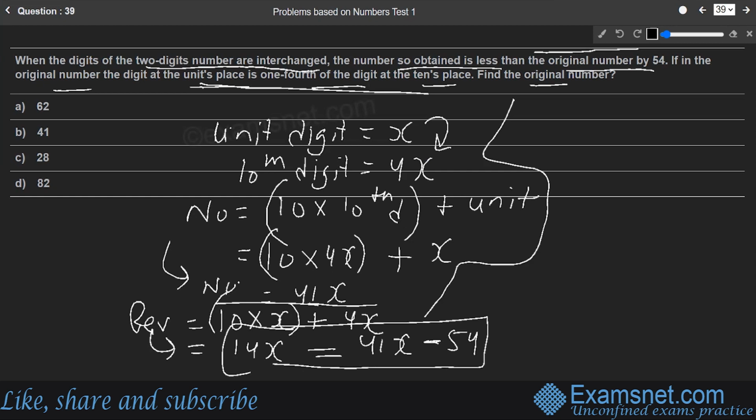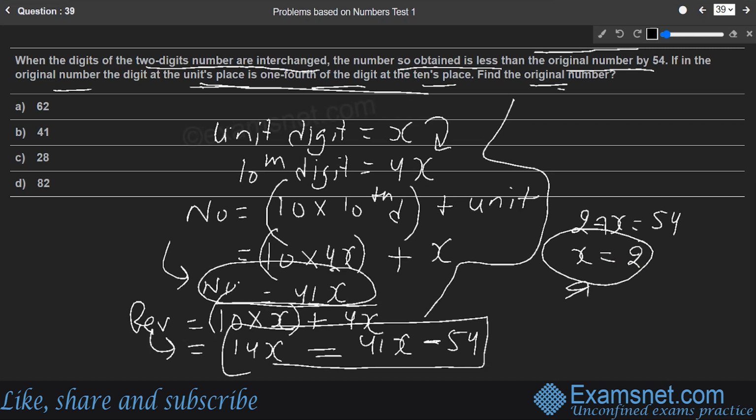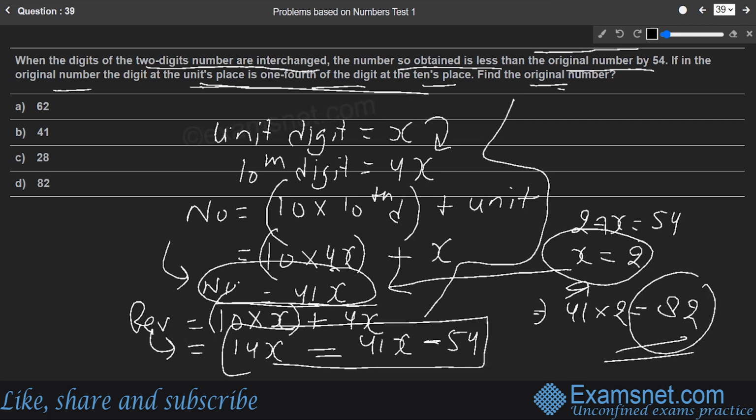If we solve this together, 41x minus 14x is nothing but 27x, equal to 54, which gives the x value as 2. Using the x value of 2, you can find out any number he has asked for. He had asked to find the original number. The original number was nothing but 41x, so we just multiply 41 into 2. That is 82. So the right answer, the original number, is 82, which is available in option D.